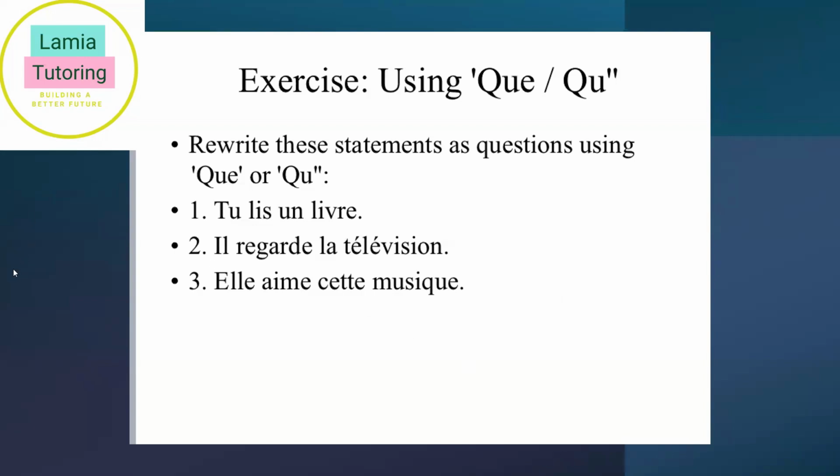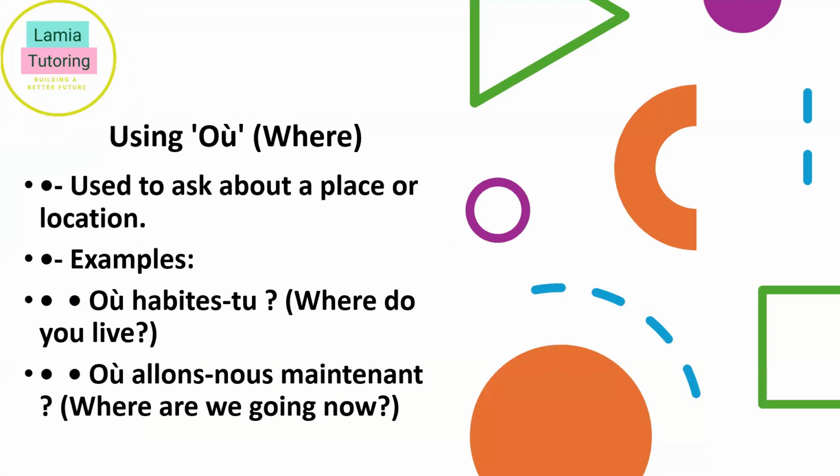Okay. Let's go to the next part. Using où, where. Used to ask about a place or location. So example, où habites-tu? Where do you live? We already did this one. Où allons-nous maintenant? Where are we going now? So, do you want to take it on your notebook? Yep, please. Good.